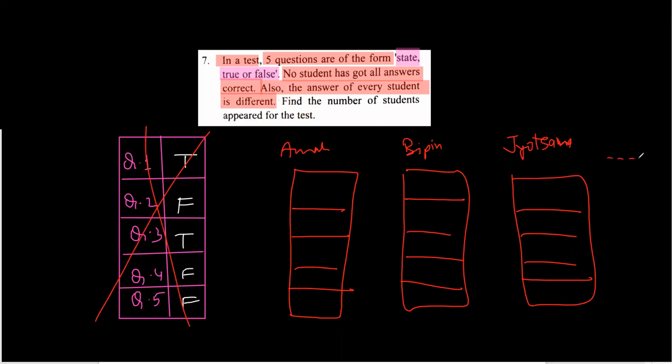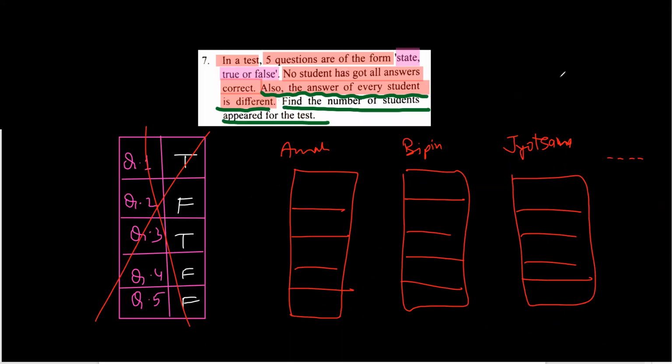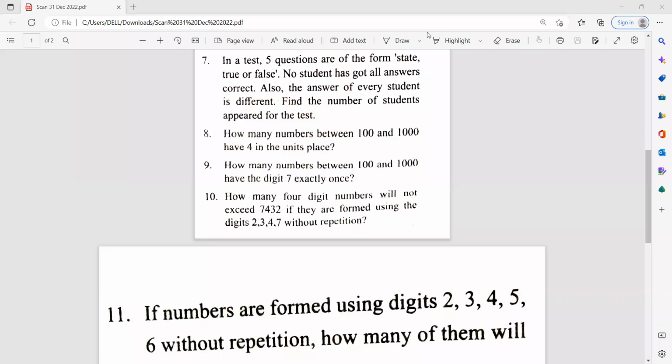Like this, there are many students, and they are saying that nobody has written the same sequence. That is what it says. See, clearly it has stated what it says. Also, the answer of every student is different. Now they're saying find the number of students appeared for the test. Now they are asking you how many students were there for the test. So I have explained this to you. I've explained everything now. You can't complain. You have to solve this.